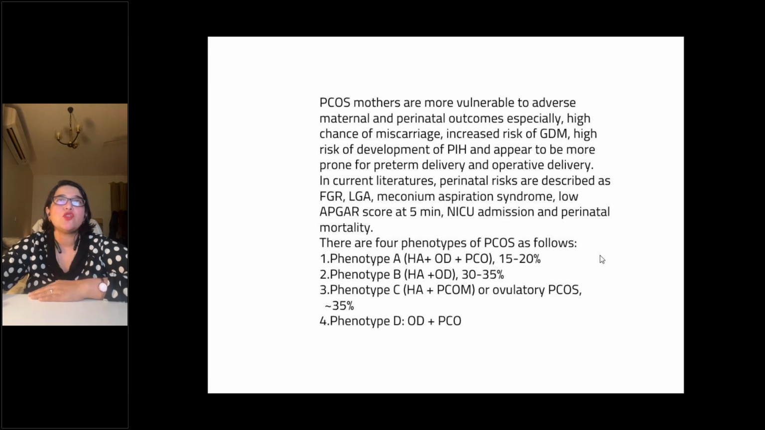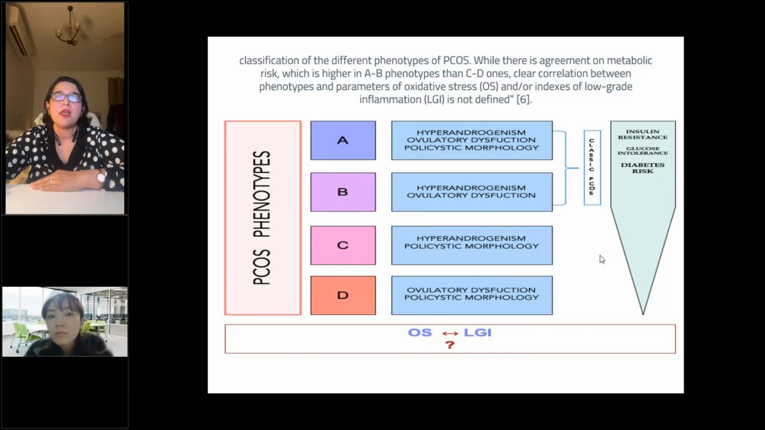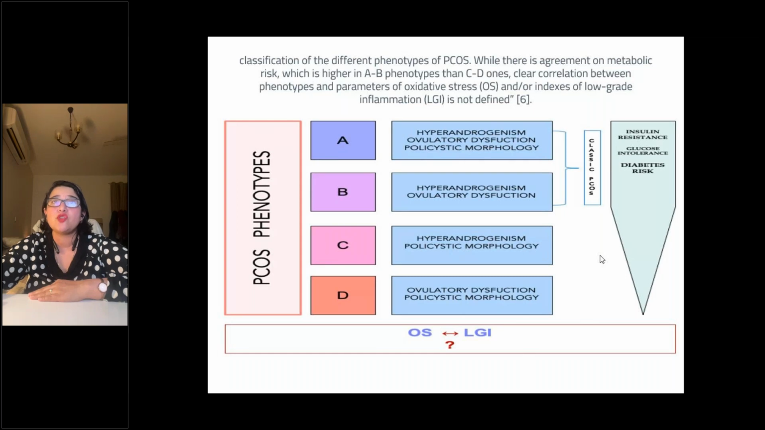Polycystic ovary syndrome is important in terms of mothers with polycystic ovaries who become pregnant, as they are more vulnerable to adverse maternal and perinatal outcomes, especially a high risk of miscarriages, increased risk of gestational diabetes, high risk of pregnancy-induced hypertension, and being more prone to preterm labors, preterm deliveries, and operative deliveries. In the current literature, the perinatal risks were described as fetal growth restriction, large for gestational age babies, meconium aspiration syndrome, low Apgar scores at 5 minutes, and more NICU admissions and perinatal mortalities.